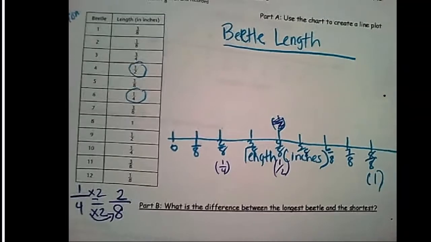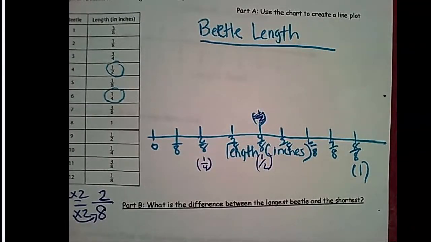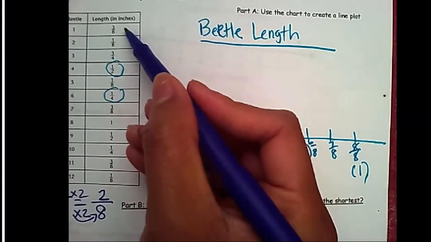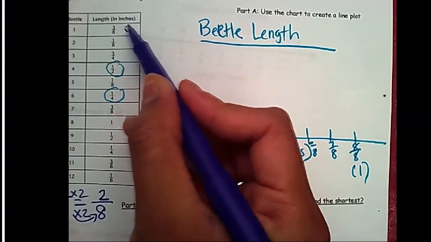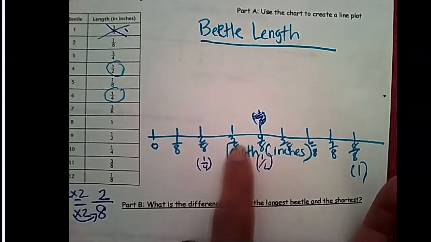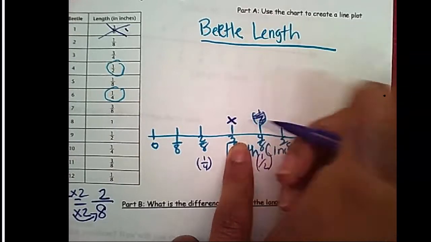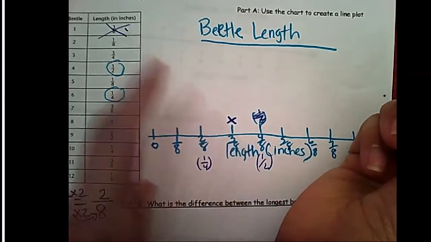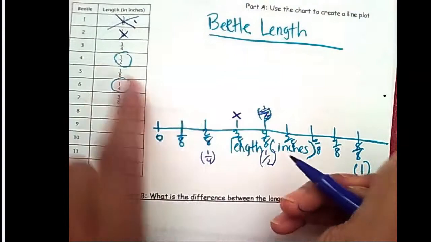Okay, now I'm going to start marking my x's. So first, I have 3/8 here. I'm going to cross it out, and I'm going to make sure I mark that on my line plot here. So that's one of the beetles that measures 3/8. And I have 1/8. Cross that out and mark it down here.